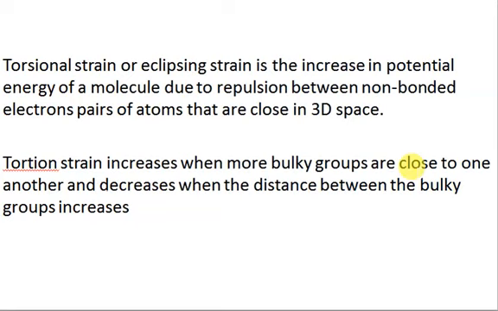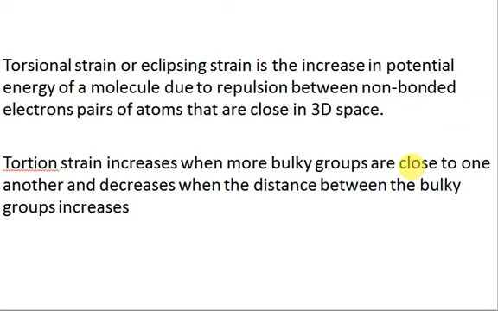In the third type, the torsional strain, the atoms are directly bonded to each other. The two groups are at a distance of three bonds, and while rotating, these groups come closer to each other in three-dimensional space, and when they become parallel to each other, we say they are eclipsing each other. At the point of eclipsing, the repulsion of electrons becomes maximum because the bonds are at maximum close distance, right? Because of this repulsion of the electrons, the system becomes unstable.